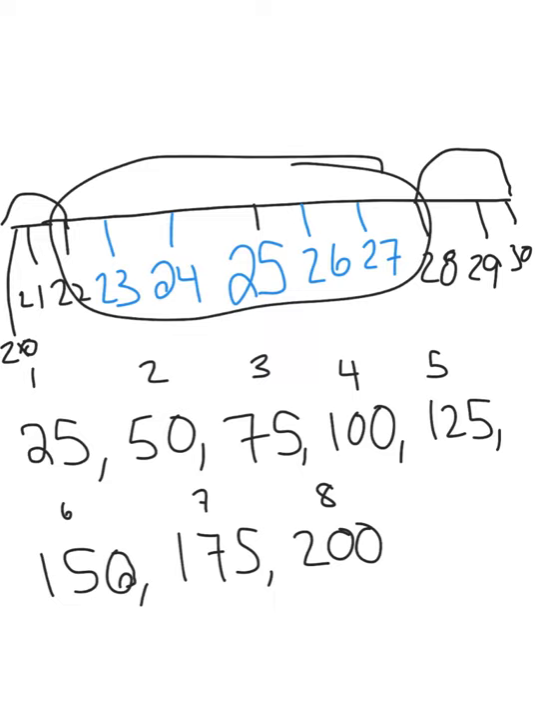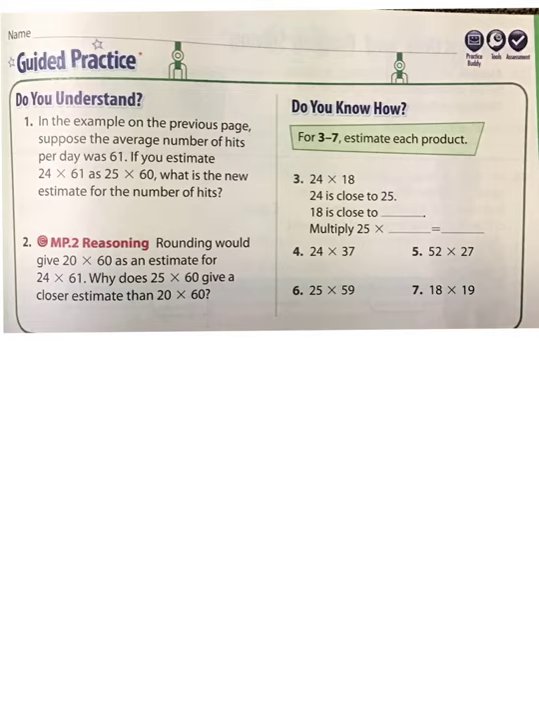If the number is not close to 25, or not one of the ones that I just circled for you in blue, just round it like you normally would to the nearest 10. Guided practice. Do you understand? In the example on the previous page, suppose the average number of hits per day was 61. If you estimate 24 times 61 is 25 times 60, what is the new estimate for the number of hits?